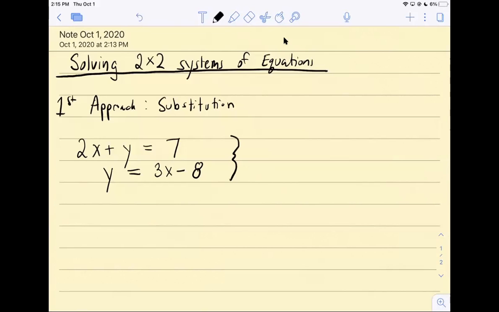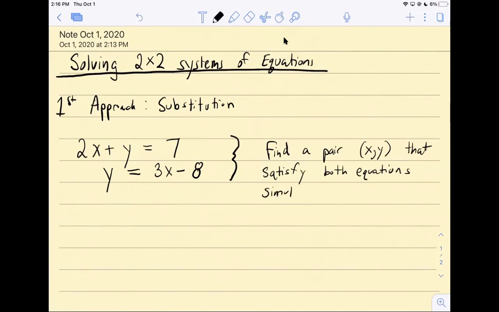So find a pair of numbers, x and y, that satisfy both equations simultaneously.